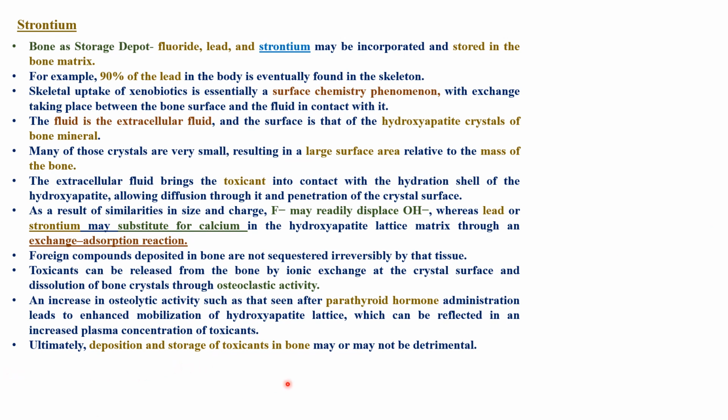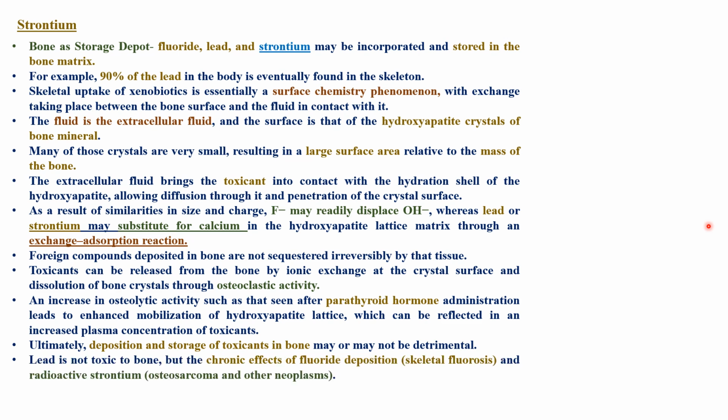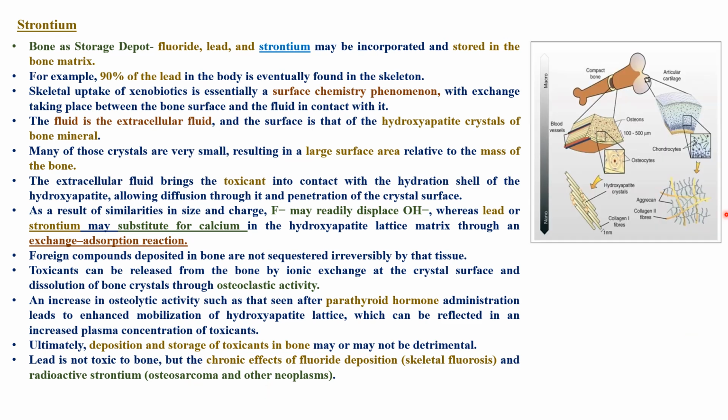Ultimately, deposition and storage of toxicants in bone may or may not be detrimental, right? Lead is not toxic to bone, but there are chronic effects of fluoride deposition, which causes skeletal fluorosis, and of radioactive strontium, which causes osteosarcoma and other neoplasia. So, in our question, we have skeletal neoplasia: osteosarcoma and the other neoplasia.